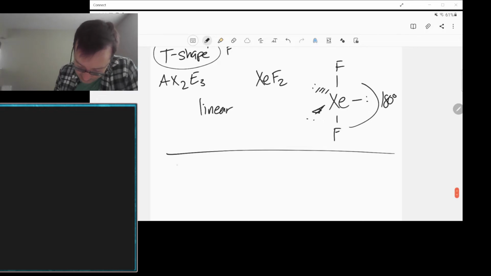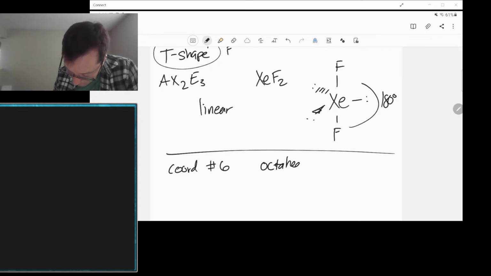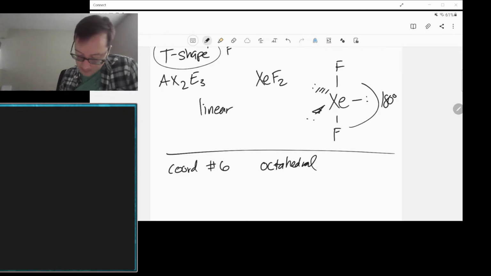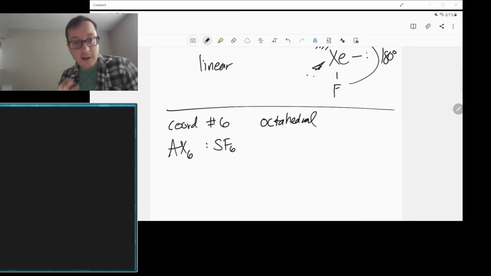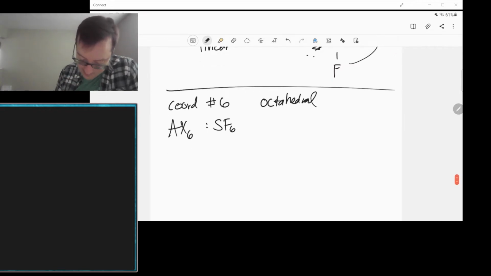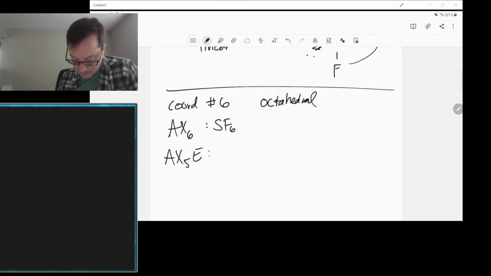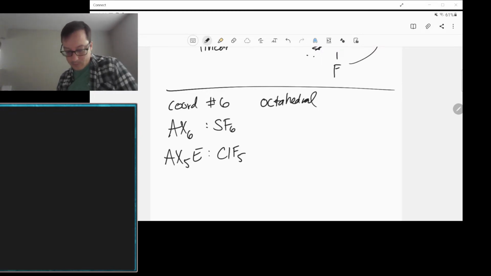Let's look at coordination number of 6. So, if we have a coordination number of 6, this is octahedral to begin with. We saw that something like SF6 would fall under our main electron geometry, no lone pairs. But we see we can transform all these. So something with 5 atoms and 1 lone pair, this would be ClF5, for example.